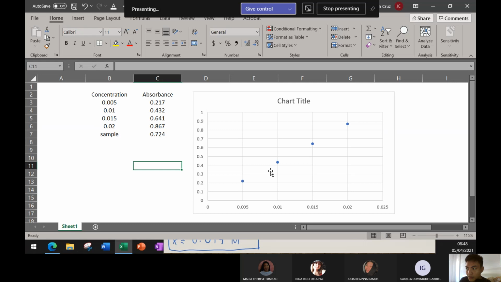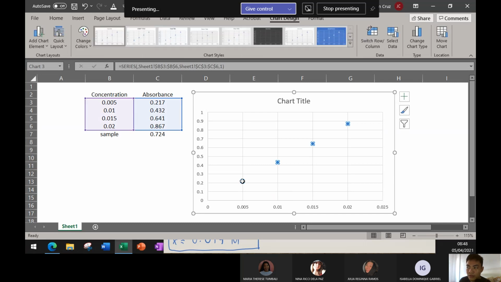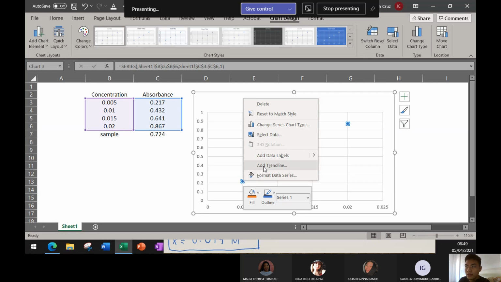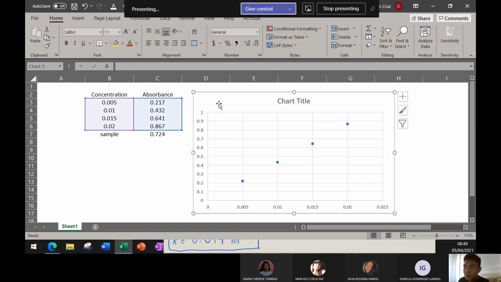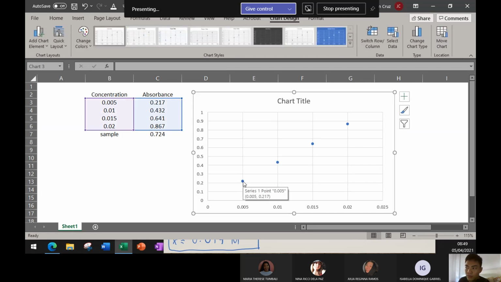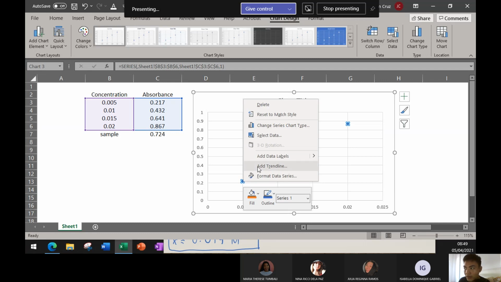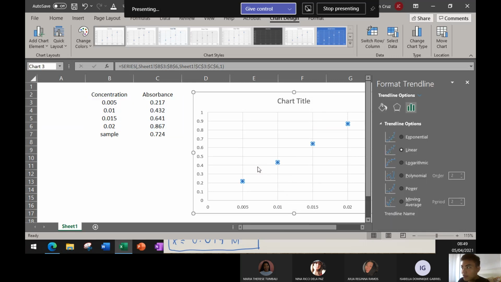Di ba may dots dyan? You just press one of them. Press mo lang isa doon. Then, right-click. May makita kang add trend line. Again, paano uli? Pag nakagawa ka na ng curve, select mo yan. Click mo yung bilog na yon. Then, mag-right-click ka doon. Add trend line. So, let's press the add trend line.